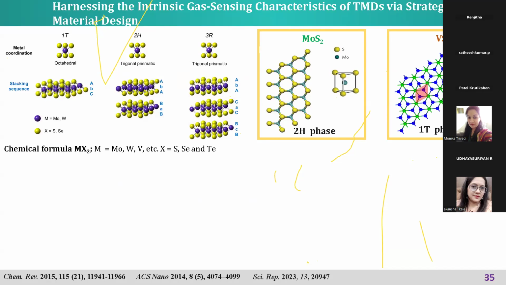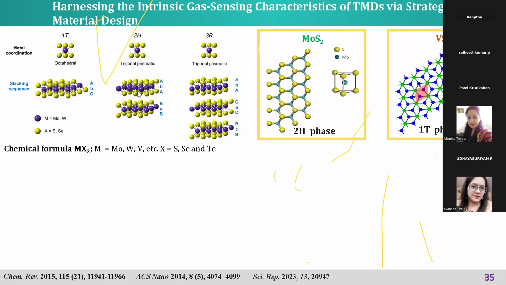Graphene is a very famous one, you might have seen. A single layer of graphene is taken and its properties are found to be superior, with excellent mechanical and electrical properties. Similarly, it has been studied for different TMDs as well, that is, transition metal dichalcogenides. One of the famous compounds is MoS2.